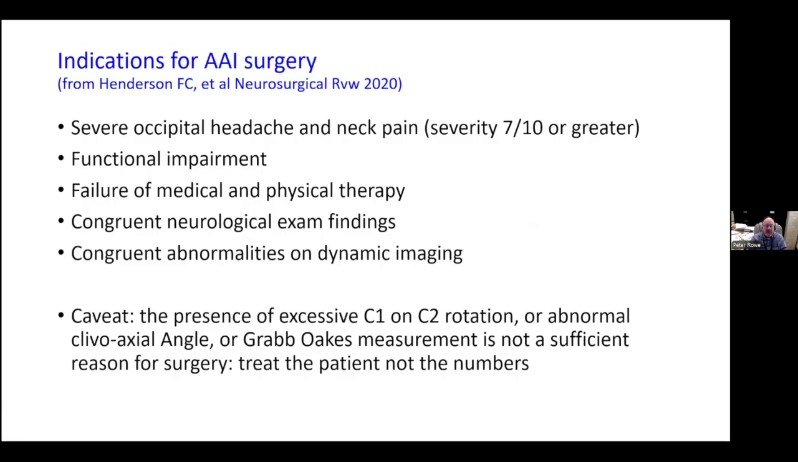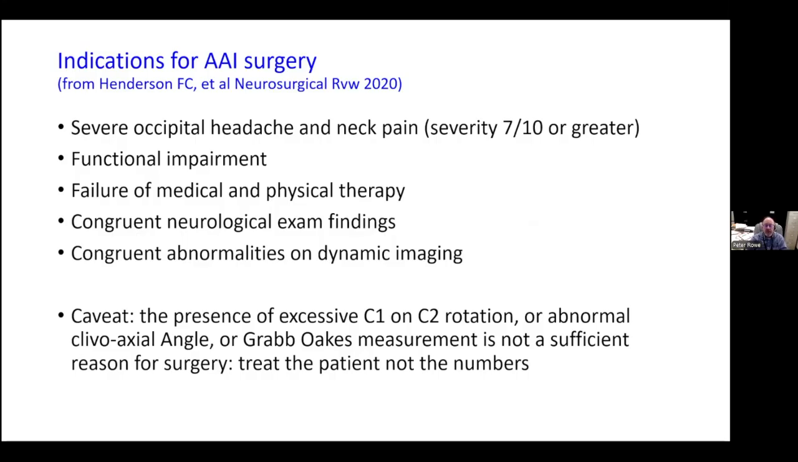These are the indications for atlantoaxial instability surgery in one of the papers from Dr. Henderson. So these are patients who had to have severe occipital headache and neck pain, so a severity of 7 out of 10 or greater. Functional impairment, unable to do their usual activities, and a failure of more conservative measures like medical therapy and physical therapy. And with that, they had to have obviously the neurologic examination findings and congruent abnormalities on the dynamic imaging.